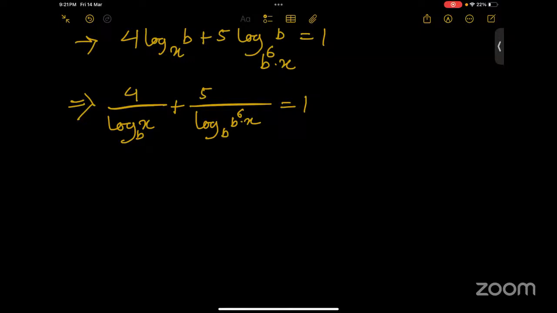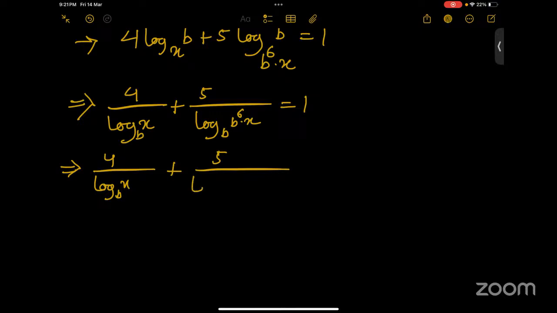So let us go step by step. What should be the next step? The first term will remain the same. In the second term, we can break it down with the multiplication formula, right?